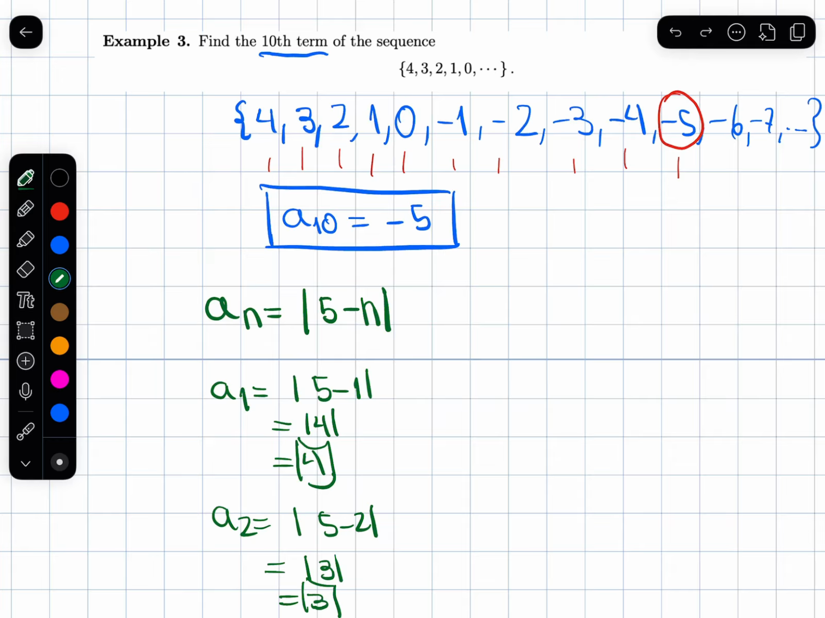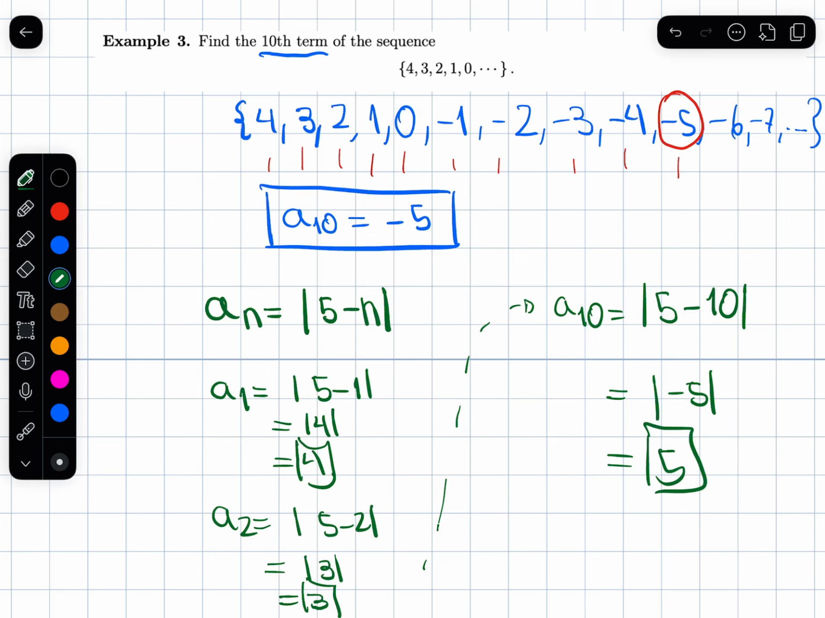Everything is going to match with this new interpretation as well. However, if you continue this way, and then you plug in a10, you're going to get the absolute value of 5 minus 10, which will be the absolute value of negative 5, which will be positive 5 and not negative 5. Okay? So you're kind of lost here.